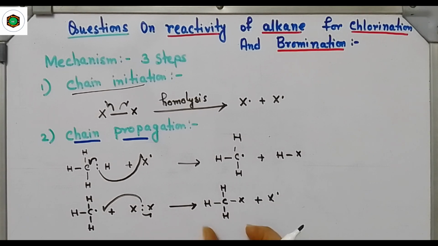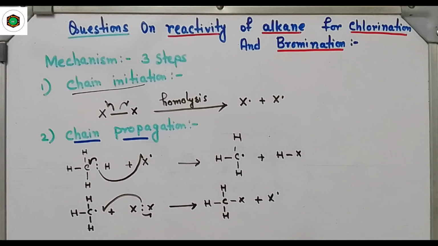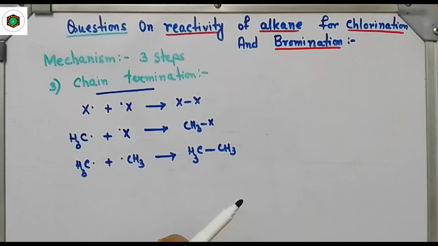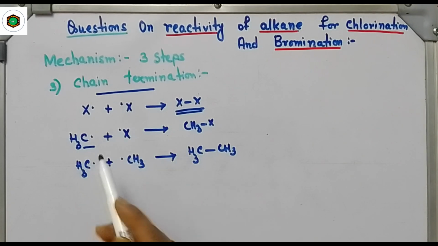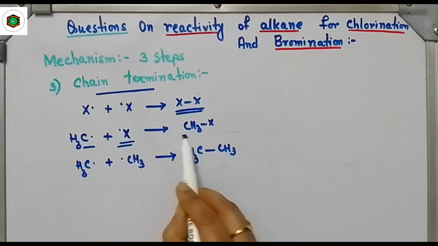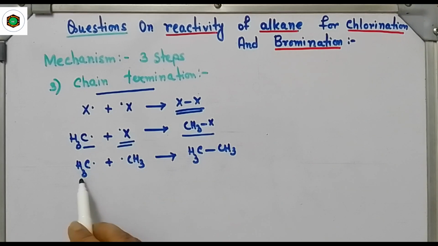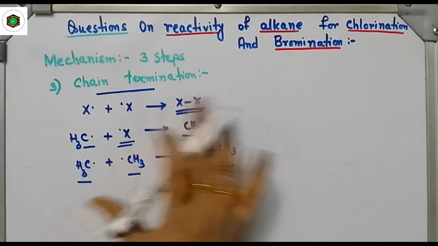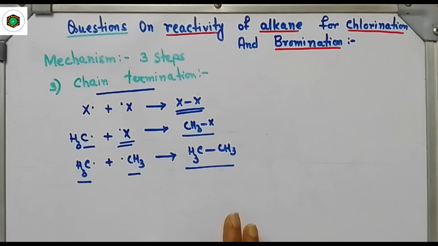This is mono-substituted product. Like this way you can get di, tri, tetra substituted product. All those I am not showing here. And the last step is chain termination. In chain termination step, 2 free radicals combine to form different products. 2 X dot can combine to form halogen molecule. Methyl free radical means alkyl free radical can combine with X dot to form haloalkane, or 2 methyl free radicals can combine to form ethane. Main thing on this topic is that you have to remember reaction takes place via free radical, carbon free radical.